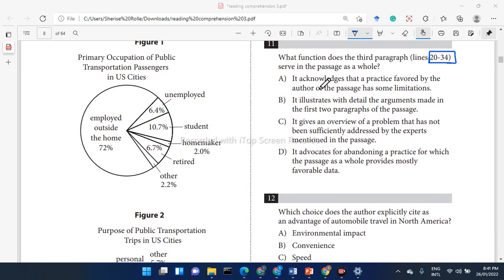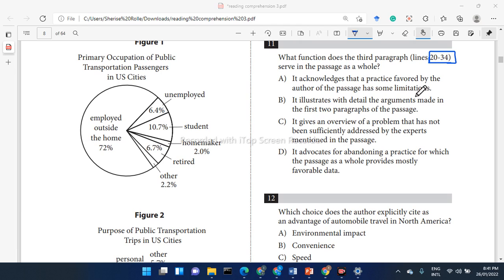A says it acknowledges that a practice favored by the author of the passage has some limitations. Is it A? I don't think so. Okay. All right. Let's think about it now.